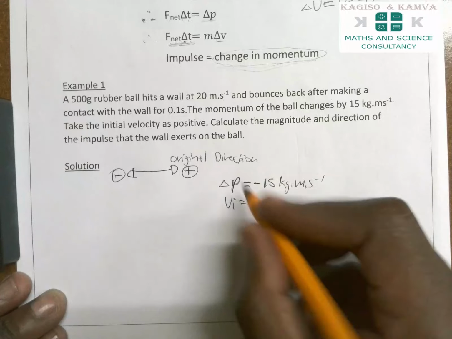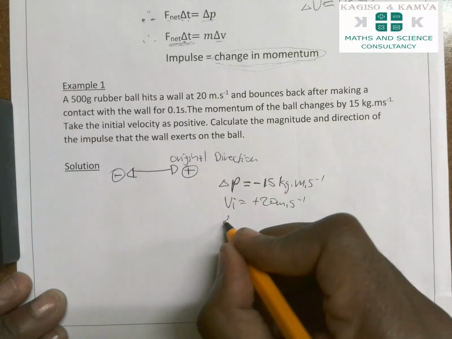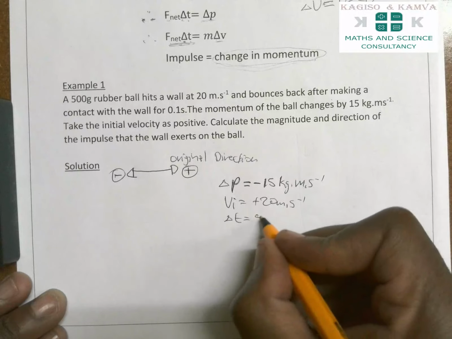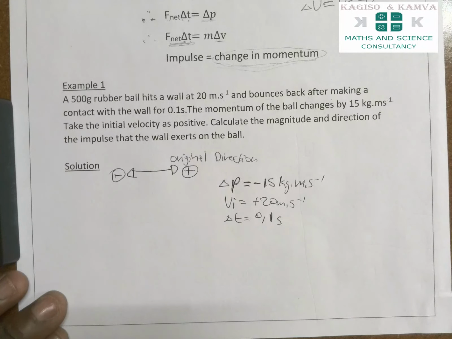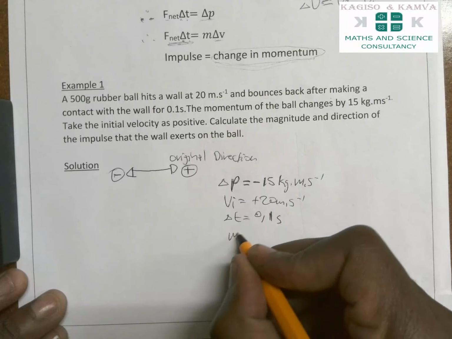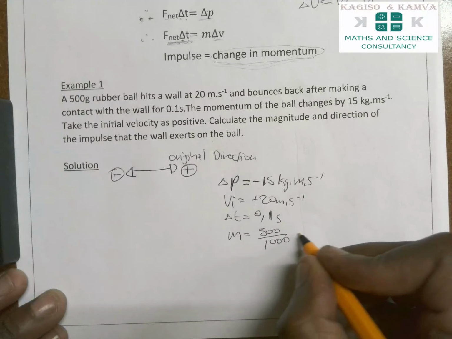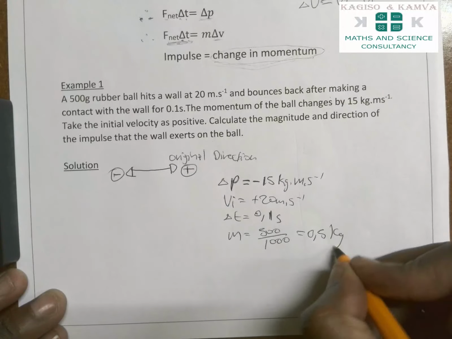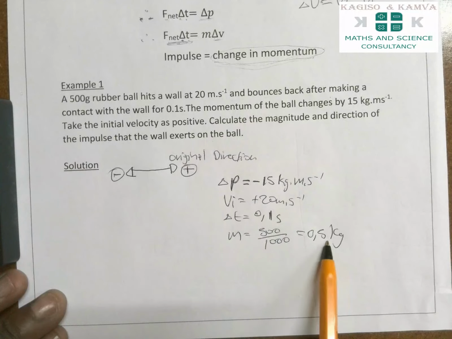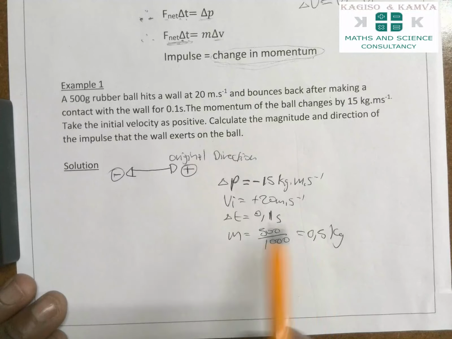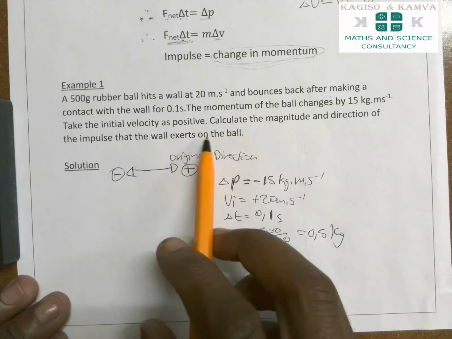This one hits the wall in the original direction, 20 meters per second. And the change in time, it is in contact with the wall for 0.1 second. The mass of the ball, it's 500 divided by 1000. This is going to give us 0.5 kg. We need to convert that gram, because the unit that we use for mass is kg, kilogram. Now calculate the magnitude and direction of the impulse that the wall exerts on the ball.